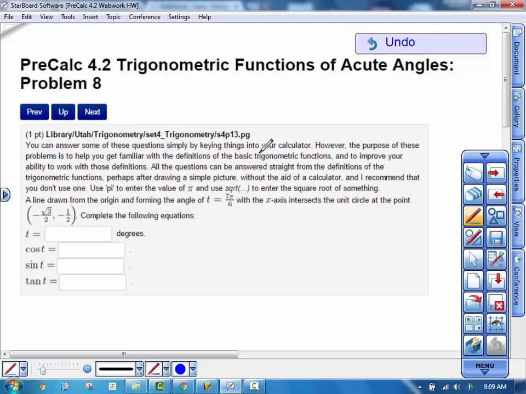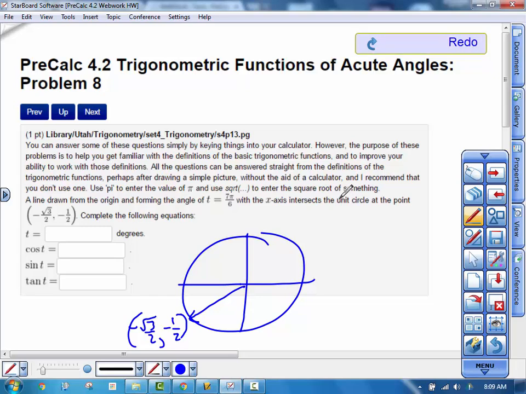Okay, the next problem, I'll skip a lot of this. You can read this if you want. It says that basically we want a line drawn from the origin forming an angle of 7 pi over 6 with the x-axis, and it intersects the circle at this point right here. So if you draw that picture, it should look like this. That's one of our special right triangle values, and you can see this is 210 degrees on our unit circle, because you go 180 plus 30 more, plus pi over 6 more.